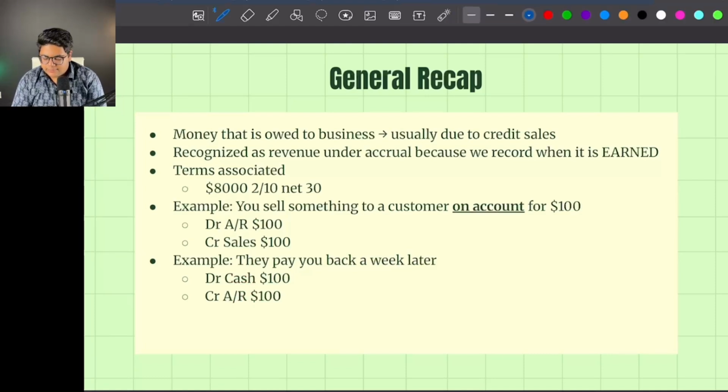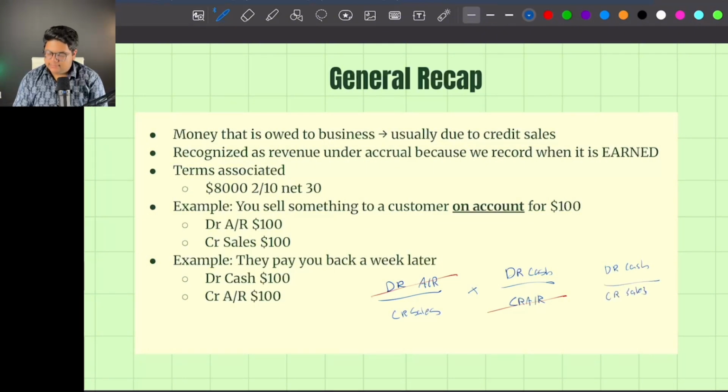And the way I like to think about these kinds of double entries is you're debiting your accounts receivable, and then you're crediting your sales. The next entry is you're debiting your cash and you're crediting your accounts receivable. In math, you've learned about cross multiplying. I like to think of it this way: when you cross multiply this, your accounts receivable basically just cancels out. So effectively, you're just left with your debit cash and your credit sales. This is just a way that I like to think about it. All it does is your accounts receivable just gets canceled out.